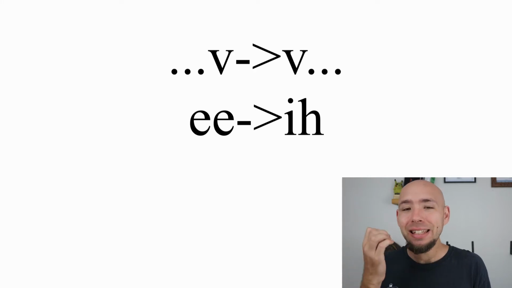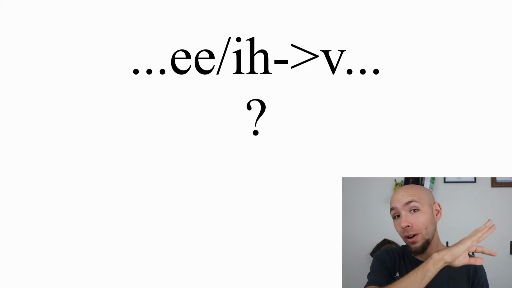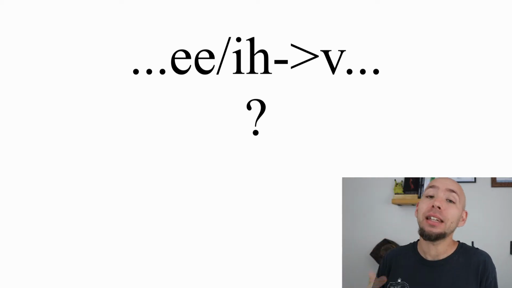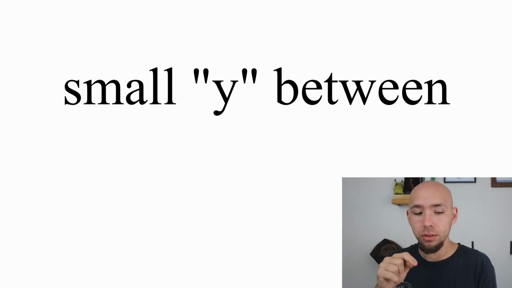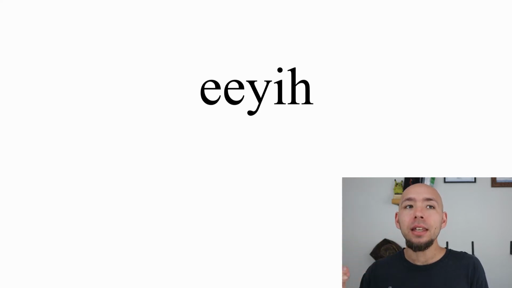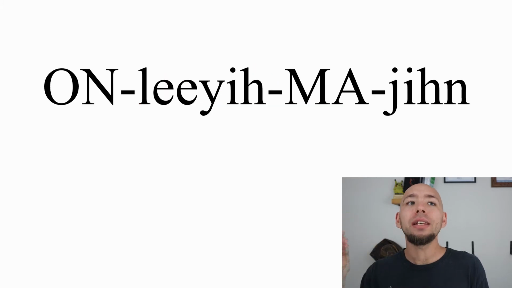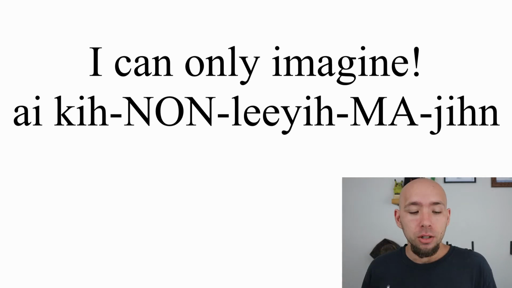So we're going from E to I. And what happens when we go from E or I to any other vowel sound? Well, we're going to get a small Y sound. And so we're actually going to hear only I, okay? Not only I, only I, only imagine. So very nice, I can only imagine.